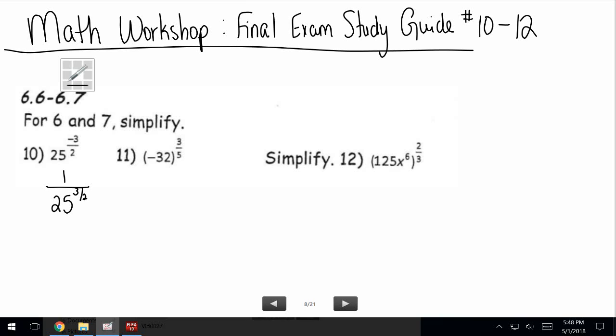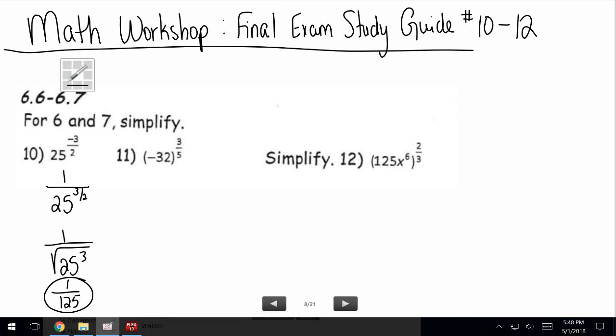And then remember that when you were dividing, that meant your root. So you have a square root of 25 to the 3rd power. All right, so let's type that in. The square root of 25 to the 3rd power gives you 125. So it is 1 over 125. And that's your answer.